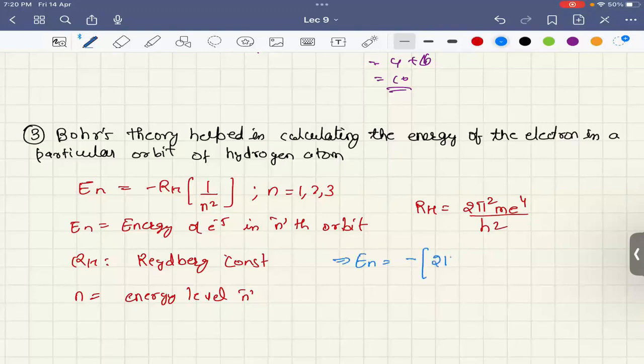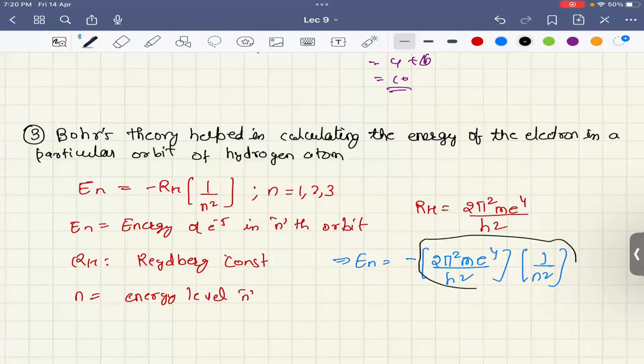Hence, when we couple this together, what we get is En equals minus 2 pi square m e to the power 4 by h square into 1 by n square. So remember, all these things are positive, right? It means the energy has to be negative, right? It's a negative value. We are going to discuss about it.